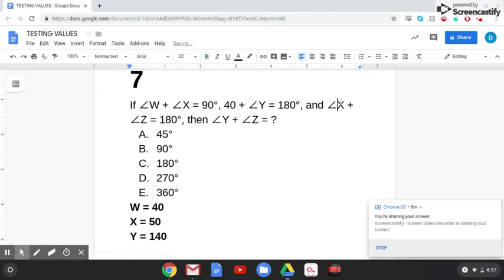And then if we know that, it says angle X plus angle Z has to equal 180. Well, we know from down there that angle X is equal to 50. 50 plus Z equals 180. That means that Z must equal 130. And so then it's asking for Y plus Z. Well, Y plus Z, 140 plus 130 is equal to 270. And that will work for any values you pick.